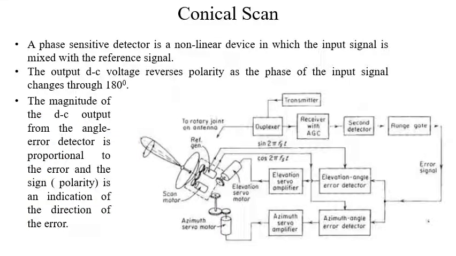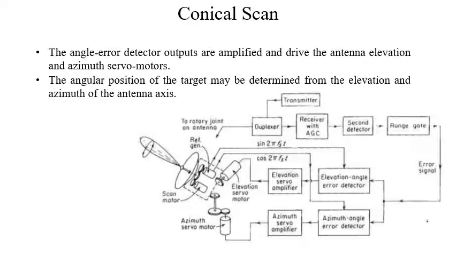The phase sensitive detector is a nonlinear device in which the input signal is mixed with the reference signal. The output DC voltage reverses polarity as the phase of the input signal changes through 180 degrees. The magnitude of the DC output from the angle error detector is proportional to the error, and the sign, that means the polarity, is an indication of the direction of the error. The angle error detector outputs are amplified and drive the antenna elevation and azimuth servo motors. The angular position of the target may be determined from the elevation and azimuth of the antenna axis.